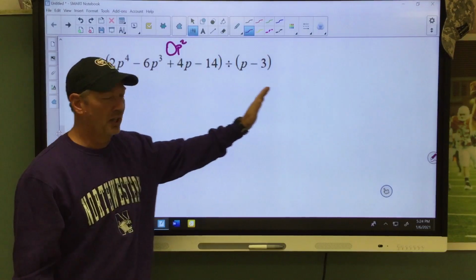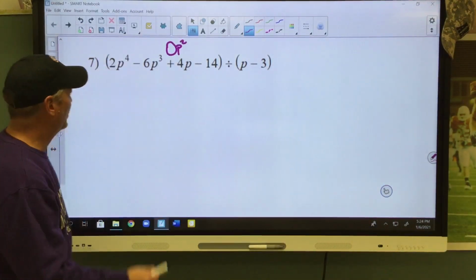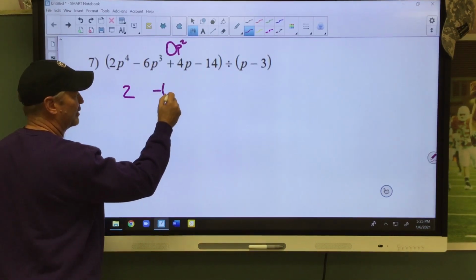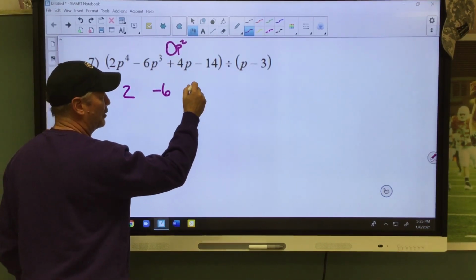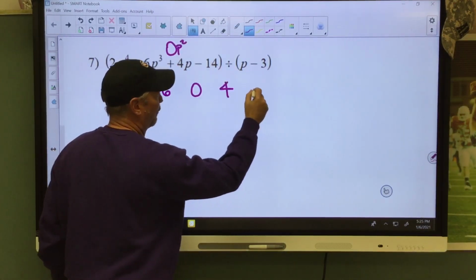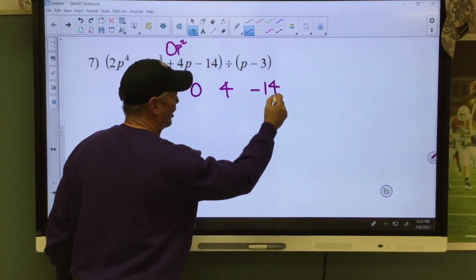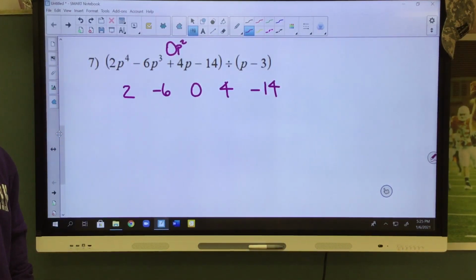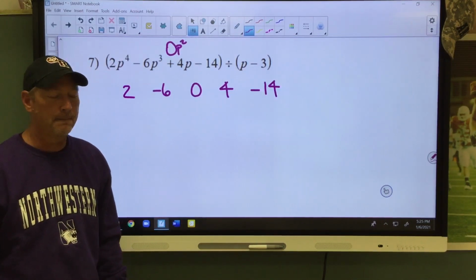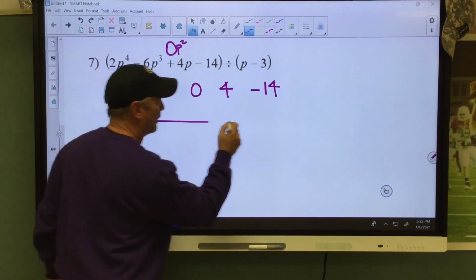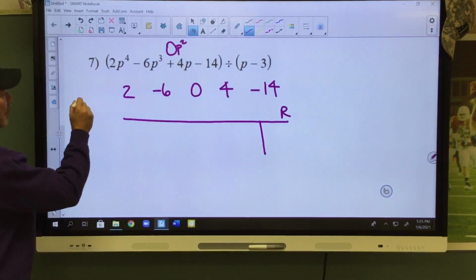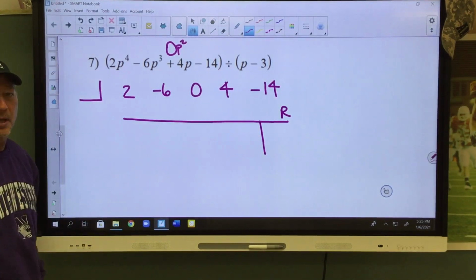Because we're going to ask you to list all the coefficients. So you would start and say I need a 2, a negative 6, a 0 for p squared, a 4, and then the negative 14. Those are the numbers that we're going to use. Don't go so fast that you skip over and forget to put a 0 to hold this spot. All right, we're going to draw a line. Here's our remainder column.